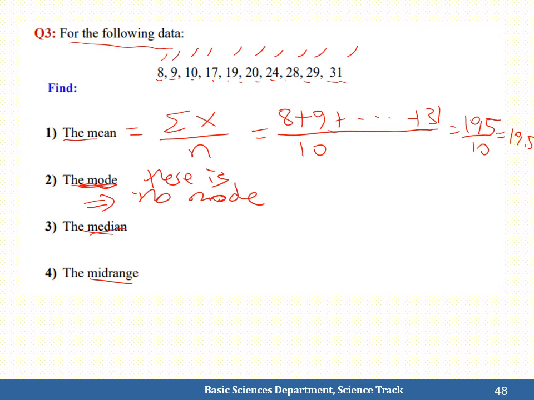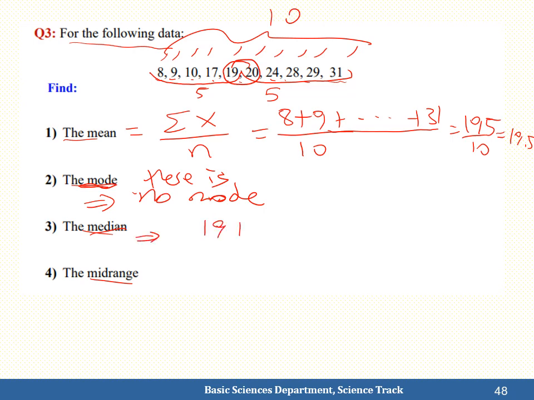And then the median. We have 10 values here, so you have to split them into two equal parts, 5 and 5. Since this is even, you can divide them into 5 and 5, and the 2 numbers in the middle will make the median. Their average will be the median. So it will be 19 plus 20 over 2, which is 19.5.